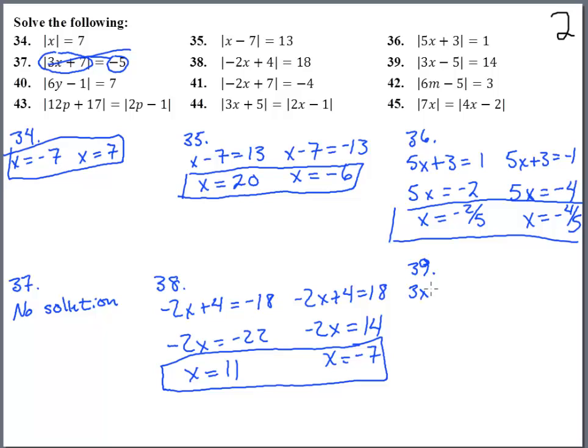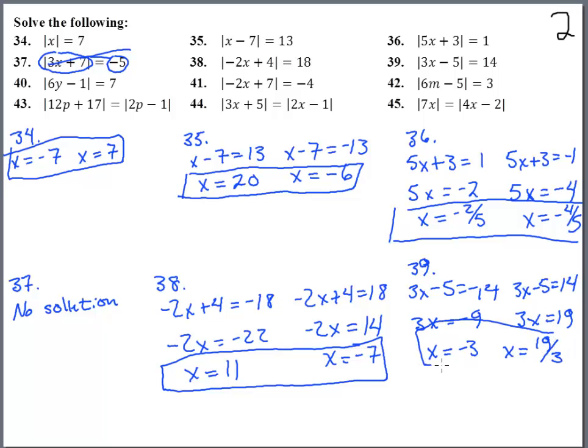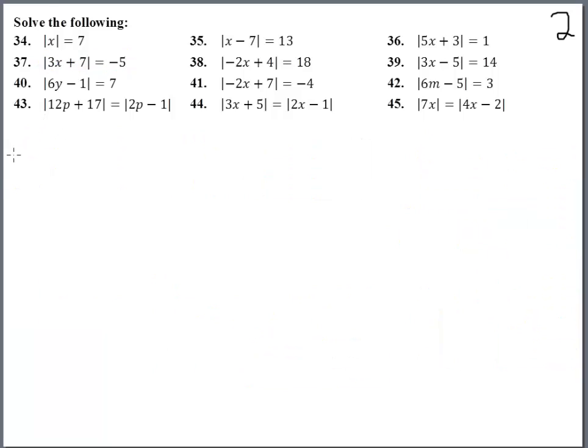3x minus 5 equals negative 14. And 3x minus 5 equals a positive 14. Add 5 and we get 3x equals a negative 9. And divide by 3. X equals a negative 3. Add 5 over here and we get 3x equals 19. Divide by 3 and we get x equals 19 over 3. Number 40.